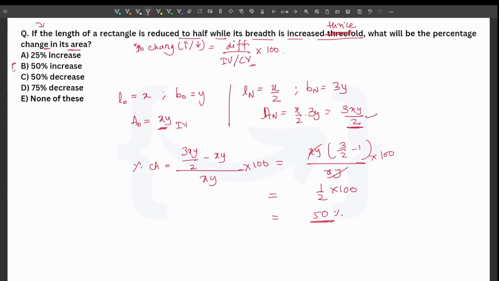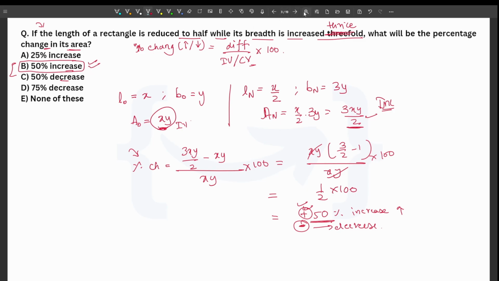Now we have two options here, whether it would be an increase or a decrease. As we can see here, firstly it was only 1 unit of XY. Now it has been increased to 3 by 2 unit of XY. So in the first case I can see that it is in the increasing format. And the beauty of this formula is your answer: if your answer is positive, it means it is an increase effect. If your answer is negative, then it is a decrease effect or decrease change. So here I can see it is in the positive format. So without wasting any time, I will be marking B as the right option.